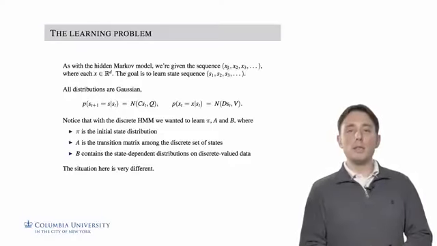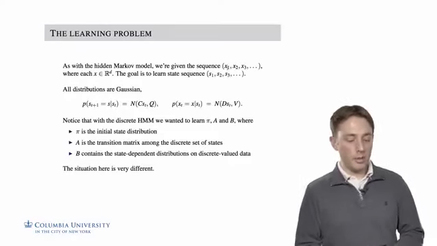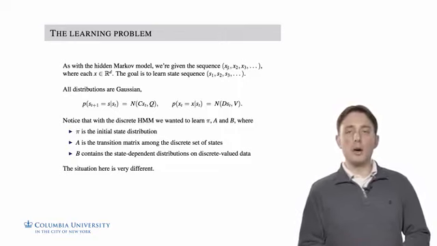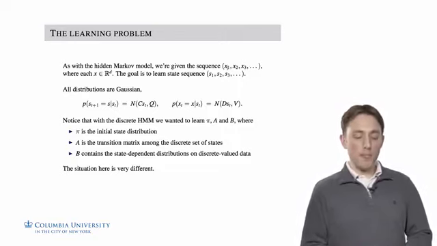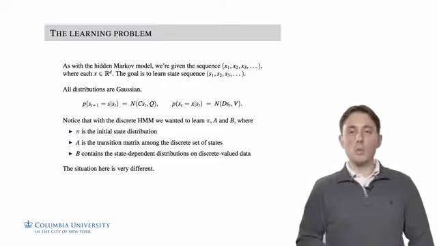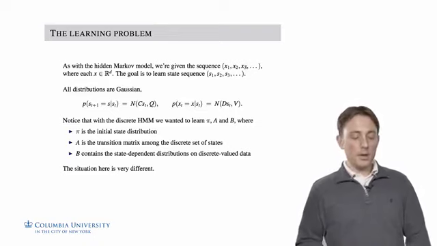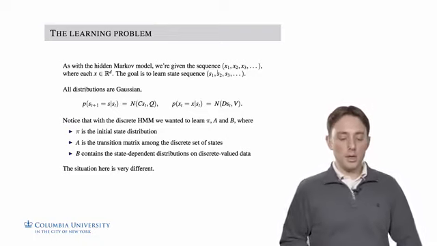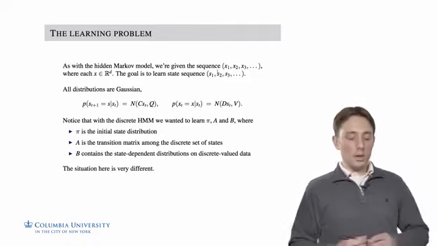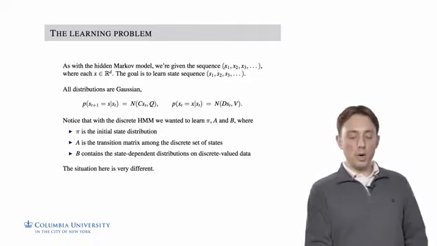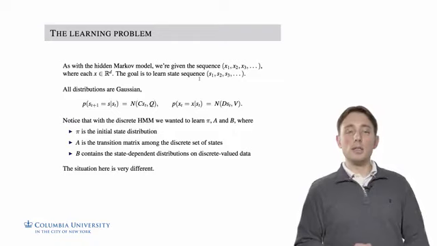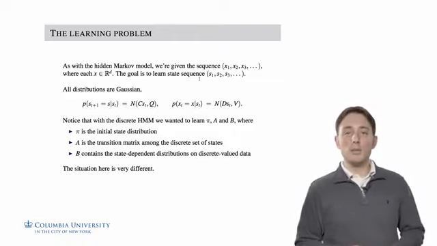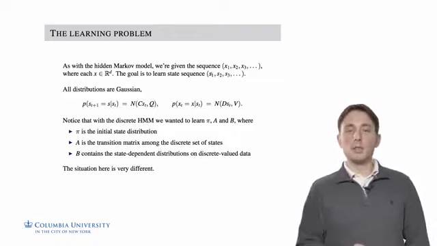So that motivates the continuous state space linear Gaussian Markov model. As with the hidden Markov model discussed in the previous lecture, all we're given is the observation sequence x1 through xT, where each observation is in R^D. And now the goal is to learn the underlying state sequence S1 through ST. So similar to the HMM, we want to learn what's going on with this hidden state sequence. Unlike the HMM, the only thing we're learning is this underlying state sequence.